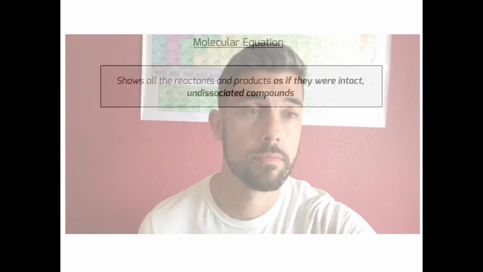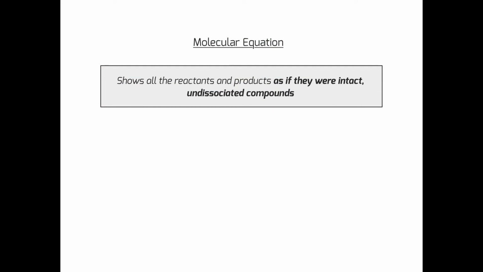Welcome everyone, I'm Brian Walsh, and in today's lesson we're going to go over how to write molecular, ionic, and net ionic equations. Let's start by looking at the molecular equation. So the molecular equation shows all the reactants and products as if they were intact, undissociated compounds. Let's take a look at an example to see what we mean by that.